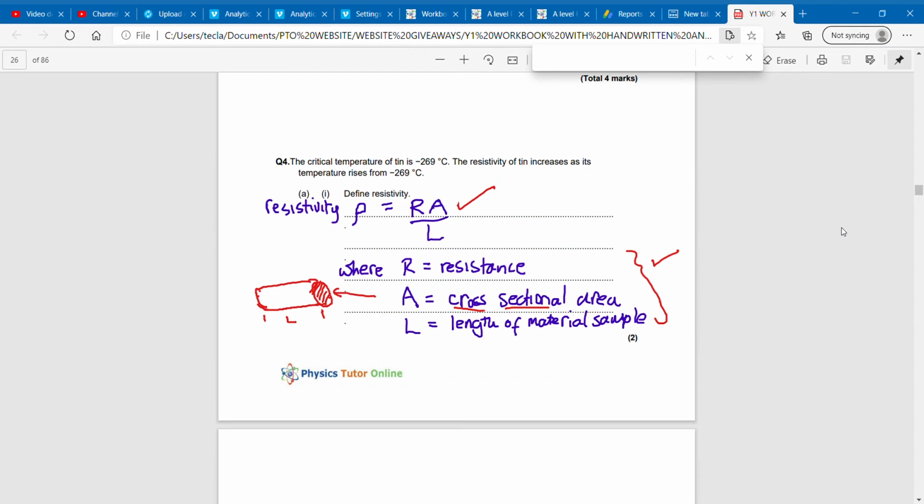So resistivity rho is equal to RA divided by L, where R is the resistance, A is the cross-sectional area, and L is the length of the material sample. So you've got to have cross-sectional area here, not just area. So we're talking about taking a slice through the material and finding the area of that section, which is called the cross-sectional area. So first mark for the equation, second mark for giving all of the correct terms for each symbol.